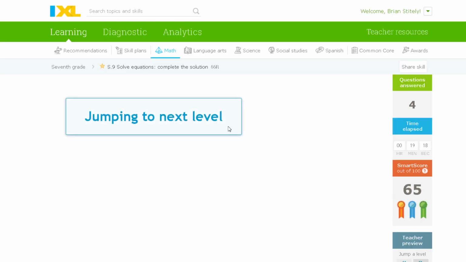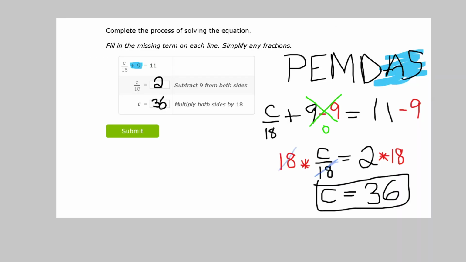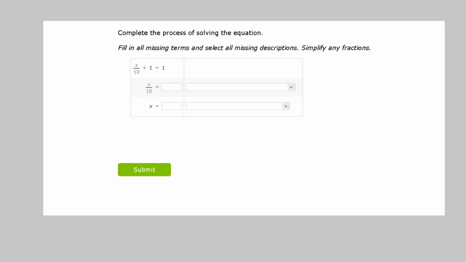Alright, let's see if it lets me skip ahead now. Oh, actually, this is fine because now we have to fill this out. So let's work through this one. So we have x over 18 plus 1 is equal to 1. So again, we need to think of PEMDAS, especially now that we need to write in the steps.